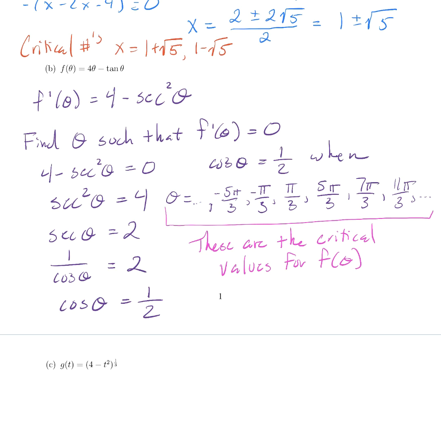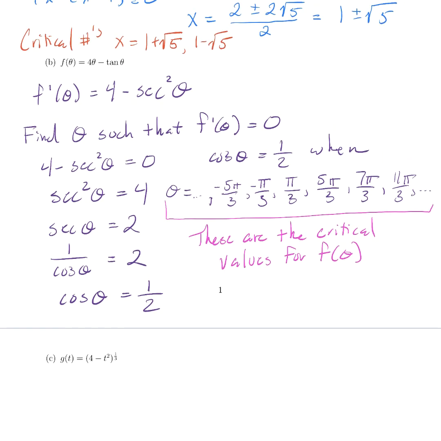Okay, but there's something else to think about here. So there are some of the critical values, but have we found them all in this case? And let's think about coming up here and rewriting f prime of theta. It's 4 minus 1 over cosine of theta squared. So it is going to be undefined, in fact, when cosine of theta is equal to 0.